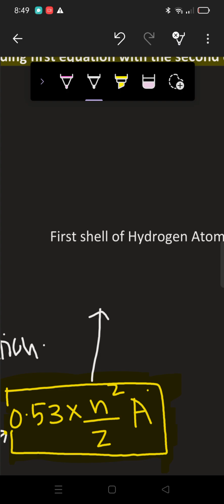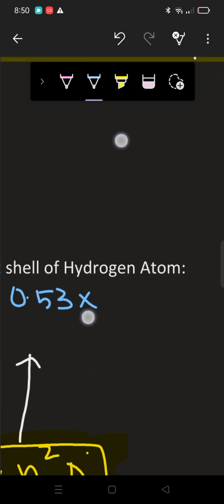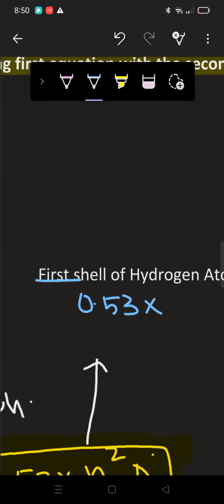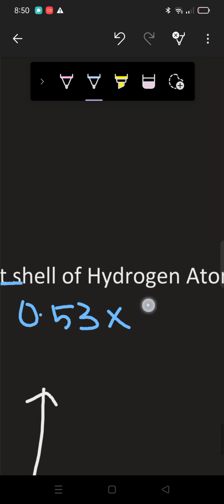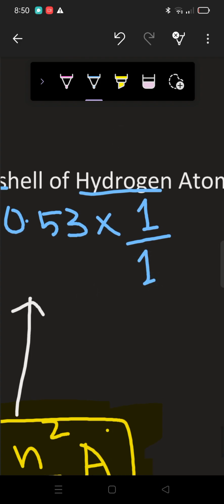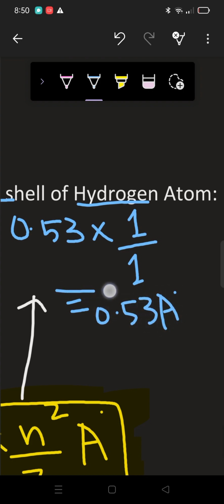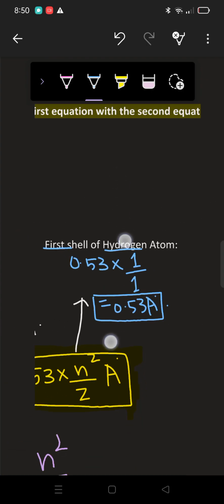Now 0.53 is the constant here. So 0.53 into the n value we have already got here, first shell, because n represents the shell number. So 1 square is 1, and the atomic number of hydrogen is 1. So 1 by 1 is 1, and 1 into 0.53 is 0.53 Angstrom. So this is the answer.